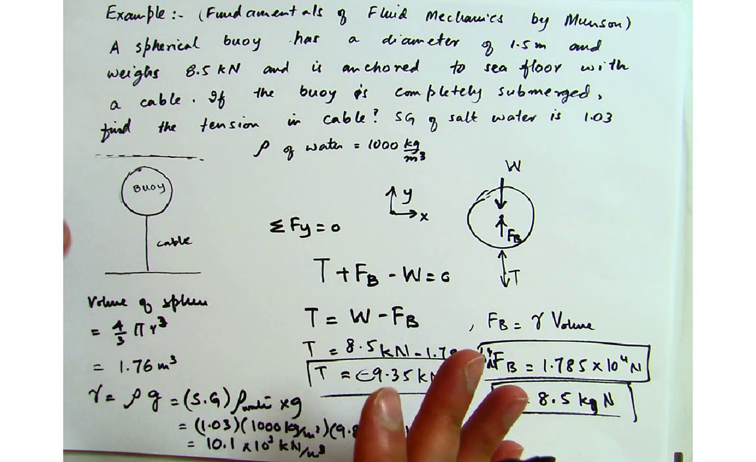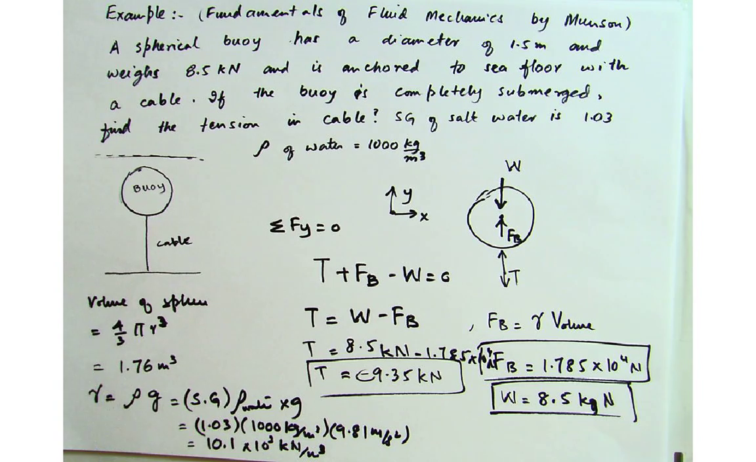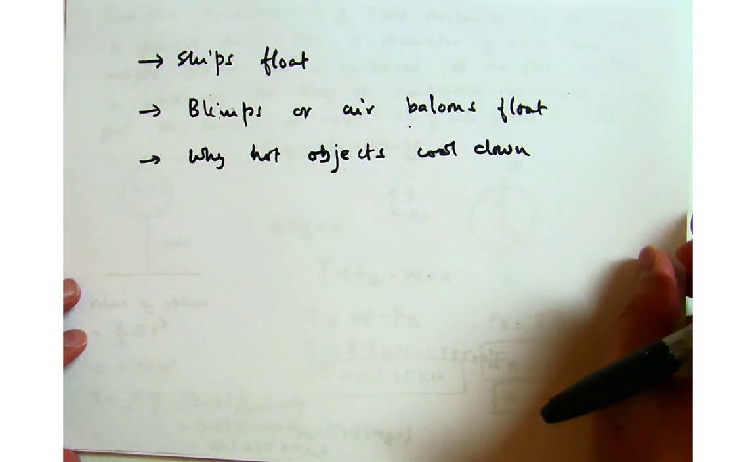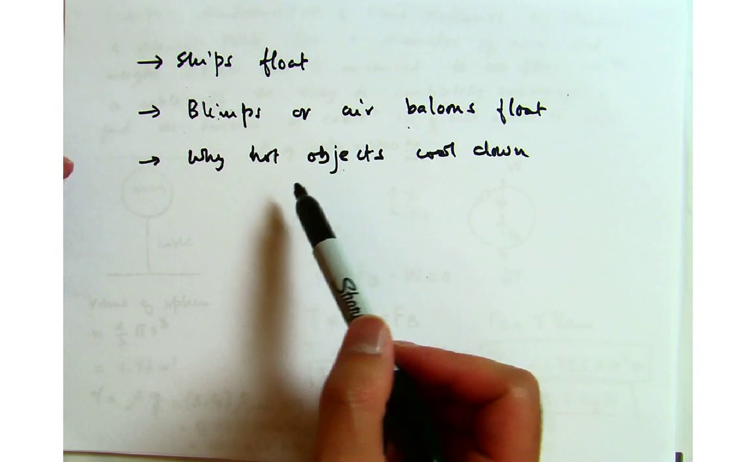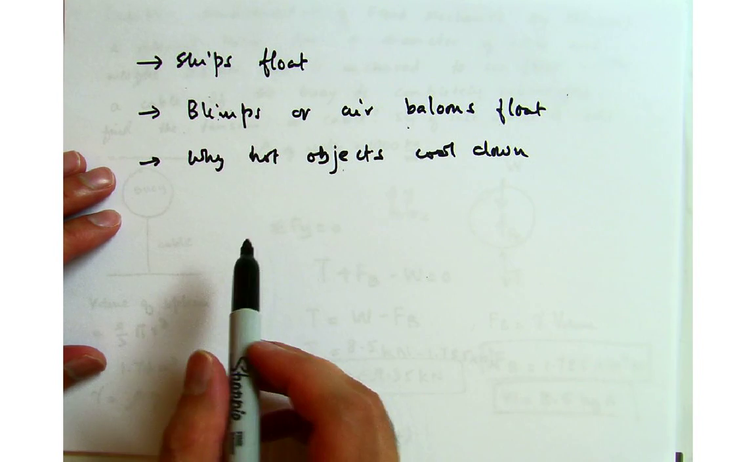In the next video I will talk about the stability of floating objects. So we found out what the forces are acting on these objects, and in the next video I will talk about the stability. But let me go back one last time to the applications: why hot objects cool down, and why ships float and everything.